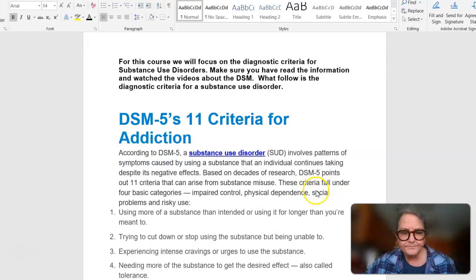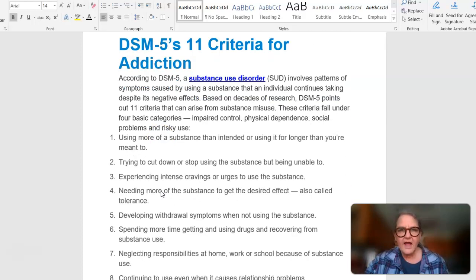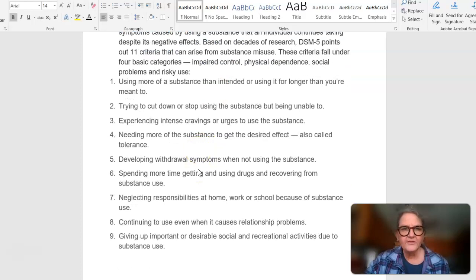Okay, so according to the DSM-5, a substance use disorder involves a pattern of symptoms caused by the substance, where the individual continues taking the substance despite the negative effects. That's the earmark of addiction. A person continues to use even though all this bad stuff is happening to them. So we're looking at the criteria that the DSM-5 uses to determine whether or not a person has a substance use disorder. And here's the criteria.